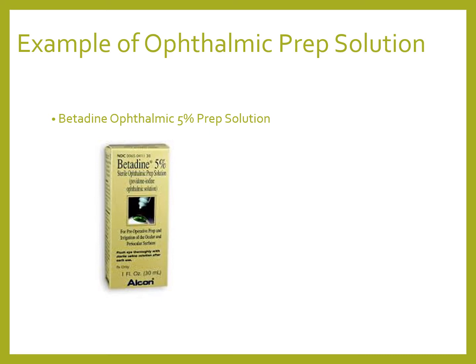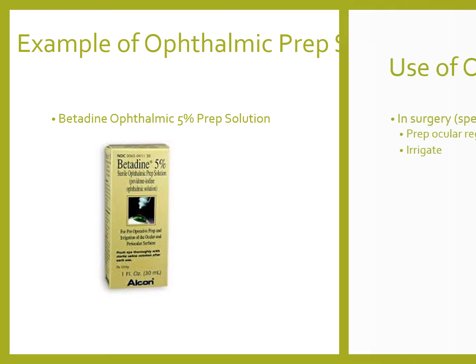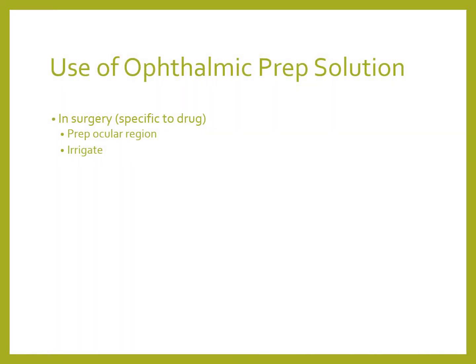Here you can see a picture of a betadine 5% prep solution specifically made for the eye area. When you're doing a prep like this, you want to make sure to leave this in contact with the area for 2 minutes. This is going to be a sterile dark brown liquid. And again, when you're doing this on the patient, you're going to prep that region, let it sit for 2 minutes, and then irrigate it with a sterile saline solution.